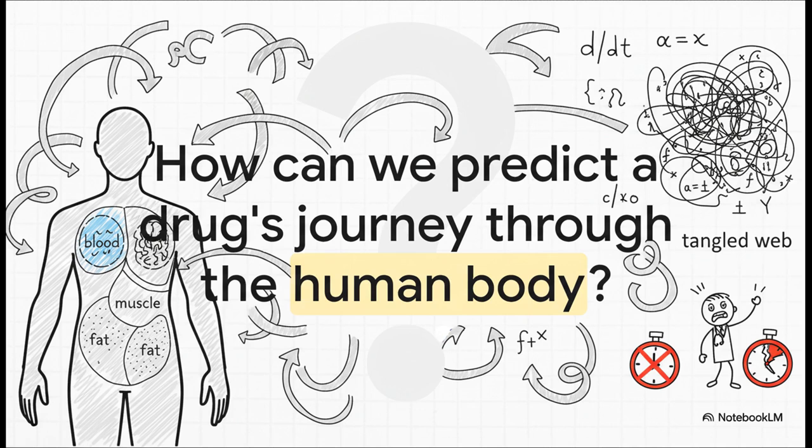You've got to track how the drug's concentration is changing second by second across all these different compartments in the body. This creates this tangled web of what are called differential equations, the language of calculus that describes constant change. Trying to solve that directly, it's a mathematical nightmare. And for a doctor who needs answers now, it's just not practical.